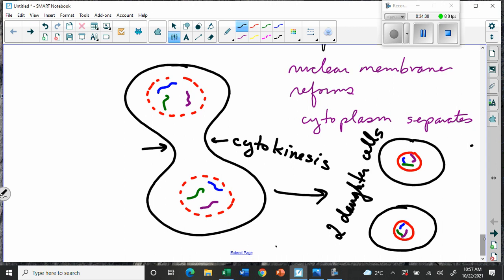And now these two cells will begin their G1 phase, and they will grow and do their job and eventually get to the point where they can replicate themselves again. So we'll stop there, and we'll call that a day.